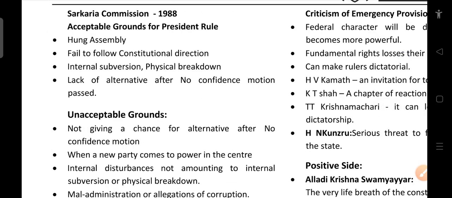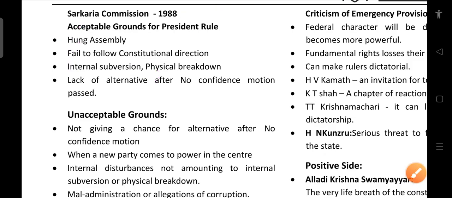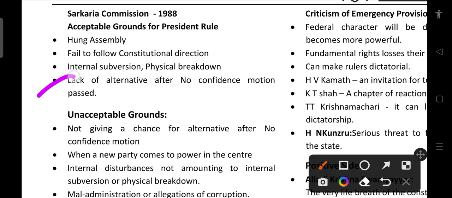Now the next one is about the Sarkaria Commission 1988. So what are the acceptable grounds for President's rule? Their recommendations are: in case of a hung assembly, failure to follow the constitutional direction, internal subversion leading to physical breakdown also, and lack of alternative after a no confidence motion is passed. Only in these particular cases can President's rule be implemented.